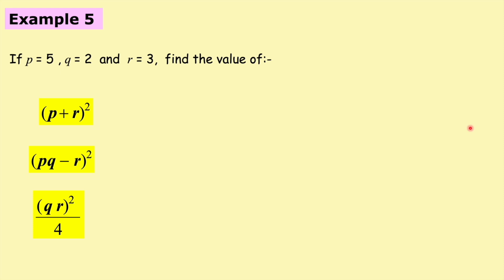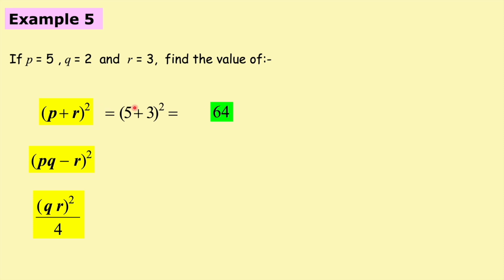So the first one is P plus R, and notice the brackets are all around that because that is all being squared, meaning that we need to work out what's in the middle of this bracket first before we square it. So we're going to substitute in our 5 for P, our 3 for R. So we've got 5 plus 3, and this is all being squared. So 5 plus 3 is 8, and then 8 squared is 64. So that's where that 64 comes from.